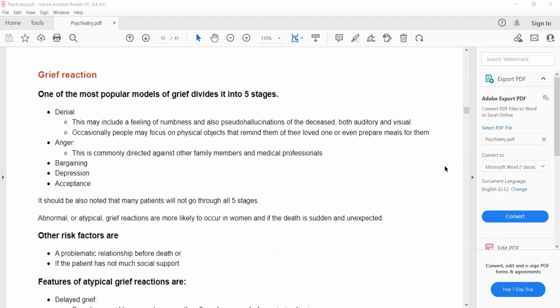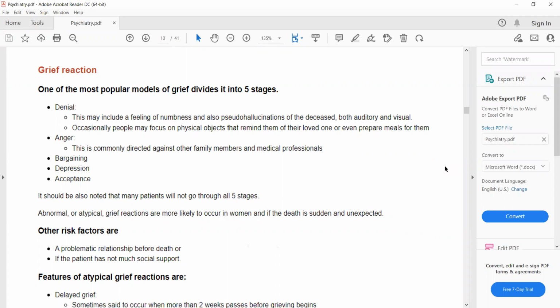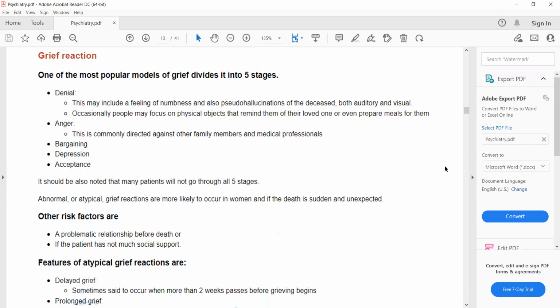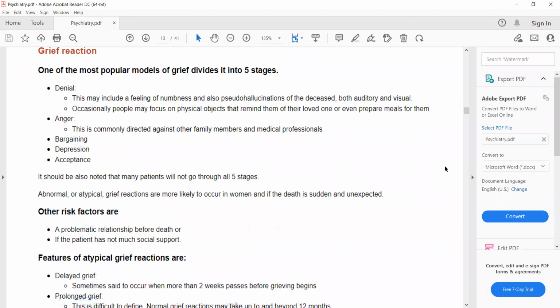So our next topic is grief reaction. Normal grief reaction is divided into 5 stages. The first stage of grief reaction is denial. Second is anger. Third is bargaining. Fourth is depression. And fifth one is acceptance. It should be noted that many patients will not go through all the 5 stages.